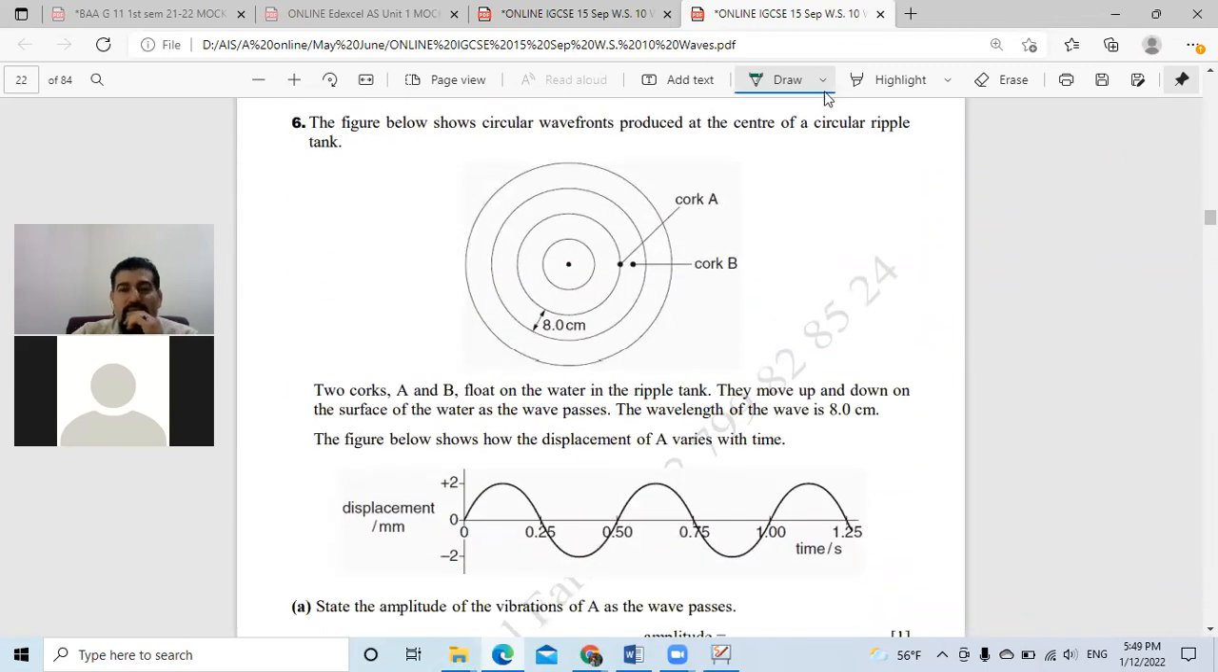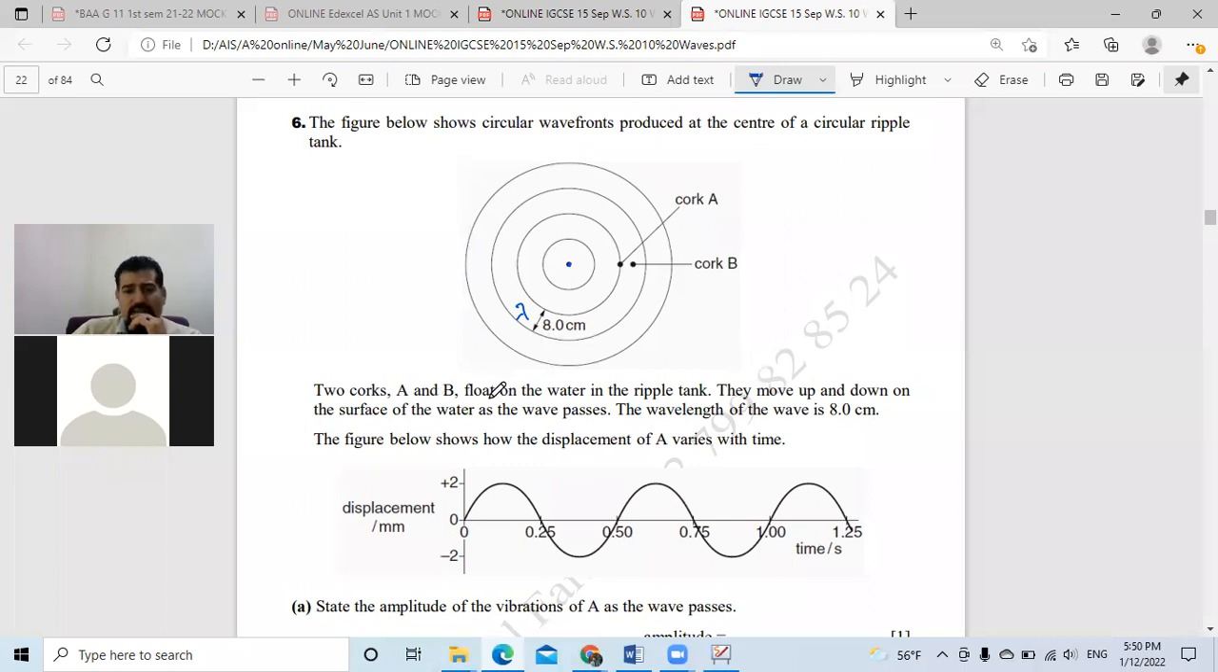Question number 6. The figure below shows circular wave fronts produced from the center of a circular ripple tank. This is the point, and we have these ripples, and the wave spreads out in all directions equally. We have two corks, and the wavelength is 8 centimeters. One of them is on this point, which is the wave front, a crest, and the other one is in the middle point between one crest and another crest.